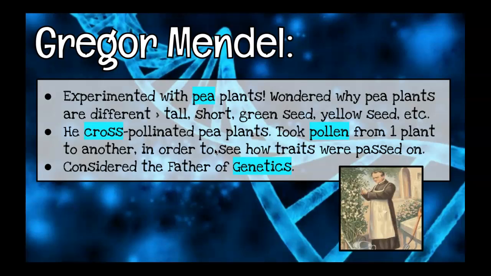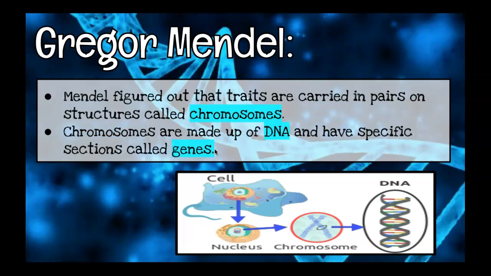So a little bit of background information. Gregor Mendel, he was a monk and he had a garden where he experimented with pea plants. Okay, so he looked at those peas and he wondered how come they were so different. How come some pea plants were tall, some were short, some came from a green seed, some were a yellow seed. So, in order to figure out why they had these different characteristics, he cross-pollinated the pea plants, which means he took the reproductive parts of one plant and the pollen and brought it to another reproductive part of another plant. And he looked at the two parent plants to see how the traits were passed on. So Gregor Mendel is a huge part of the start of genetics, so we consider him the father of genetics.